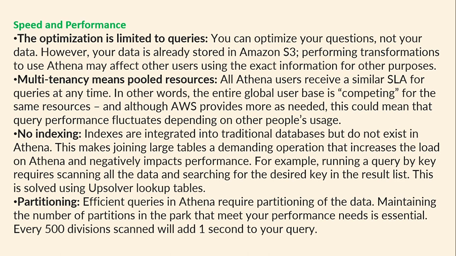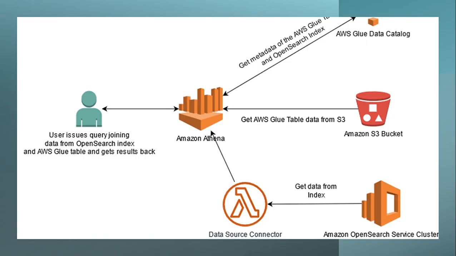This makes joining large tables a demanding operation that increases the load on Athena and negatively impacts performance. For example, running a query by key requires scanning all the data and searching for the desired key in the result list. This is solved using lookup tables. Partitioning: efficient querying in Athena requires partitioning of the data. Maintaining the number of partitions that meets your performance needs is essential. Every 500 partitions scanned will add 1 second to your query.